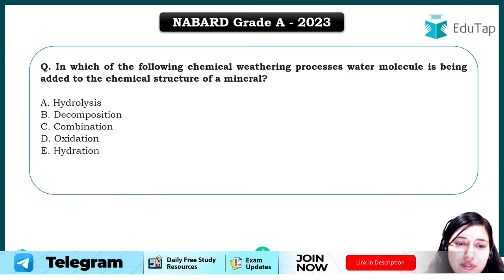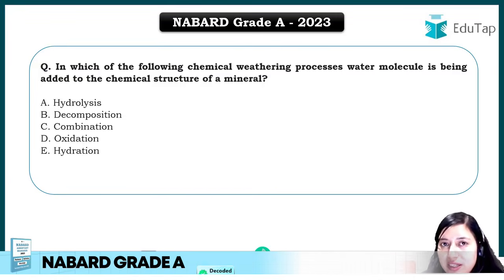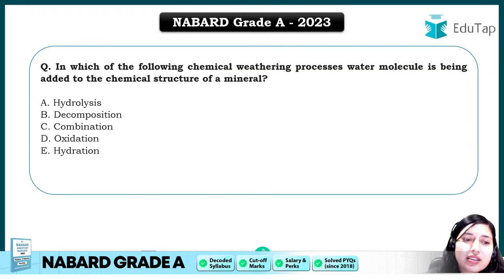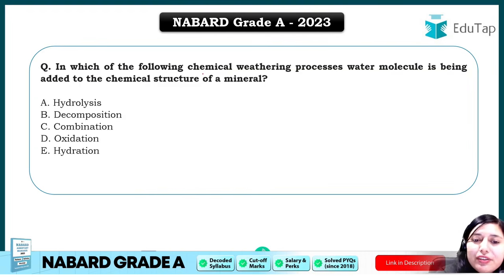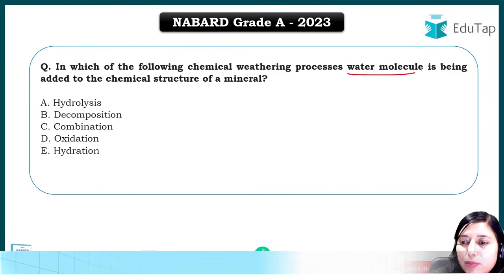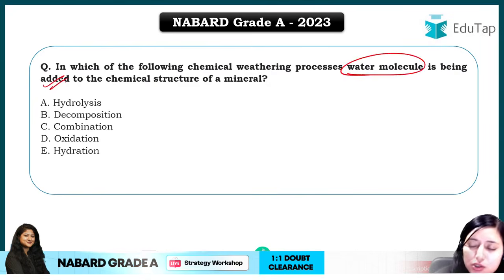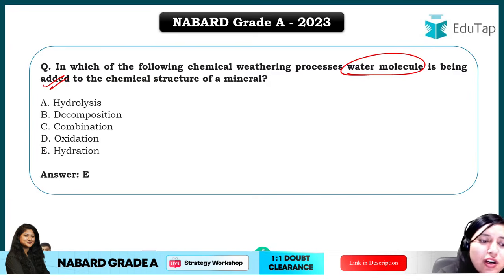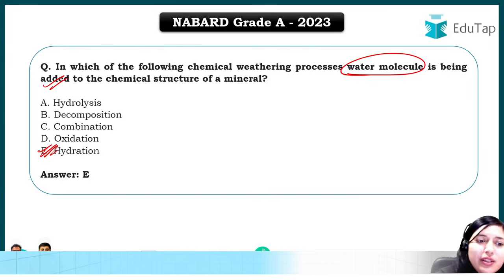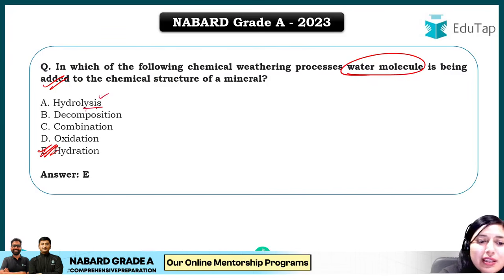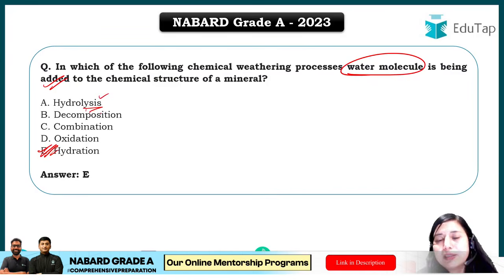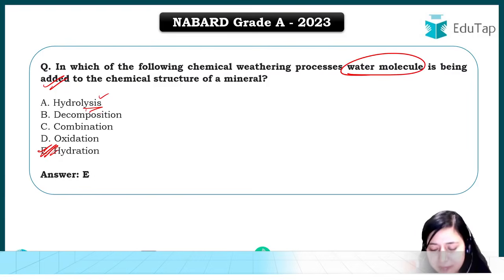In which of the following chemical weathering processes is a water molecule added to the chemical structure of the mineral? Soil से question है again, ठीक है? So in this, what has been asked to you? In which chemical weathering process is a water molecule being added? When a water molecule is added, that is called hydration, ठीक है? And when a water molecule is broken down, that is called hydrolysis. Lysis मतलब टूटना, clear? Hydration मतलब water का add होना, clear?